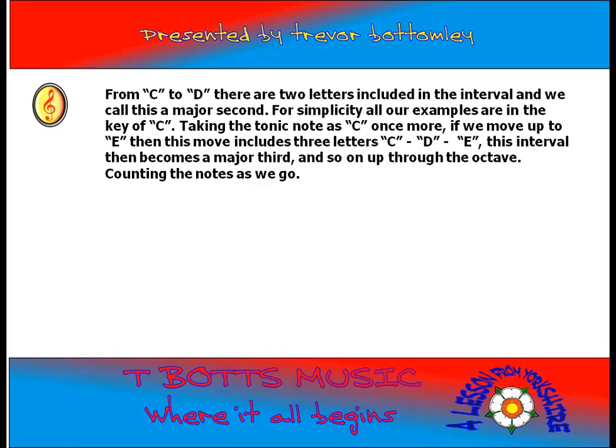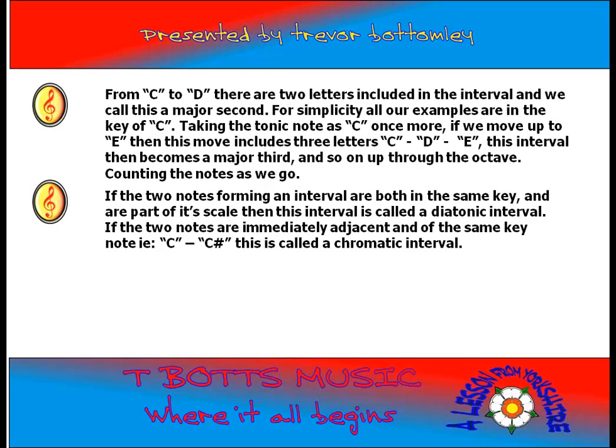From C to D, there are two letters included in the interval, and we call this a major second. For simplicity, all our examples are in the key of C. Taking the tonic note as C, if we move up to E, then this move includes three letters, C, D and E. This interval then becomes what we call a major third, and so on up through the octave, counting the notes as we go. Thirds, fourths, fifths, sixths, sevenths, etc.